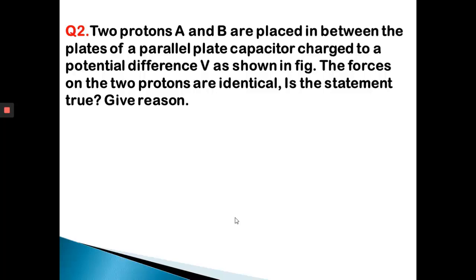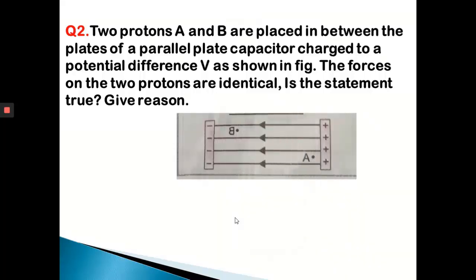Next question. Two protons A and B are placed in between the plates of a parallel plate capacitor charged to a potential difference V as shown in figure. The forces on the two protons are identical. Is the statement true? Give reason. Okay, tell me, see here A and B, in these two positions, two protons are kept, and it is placed between the parallel plate capacitor.